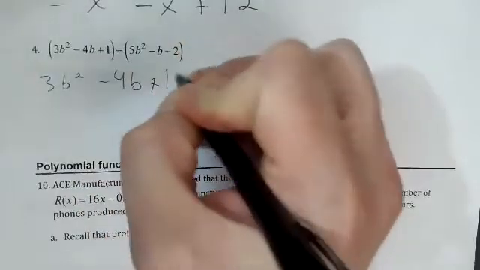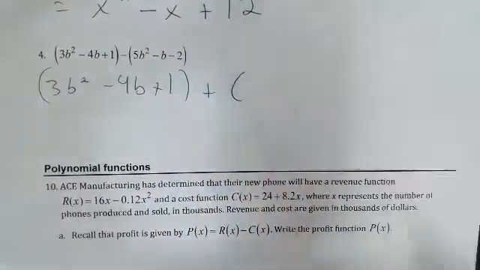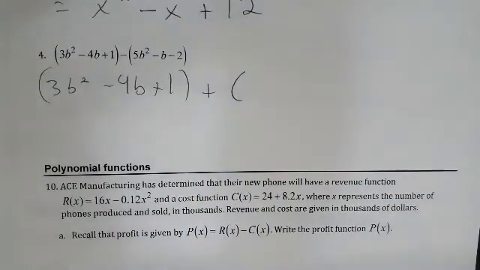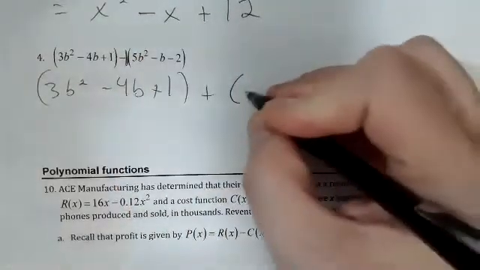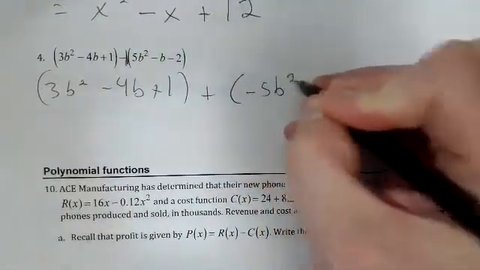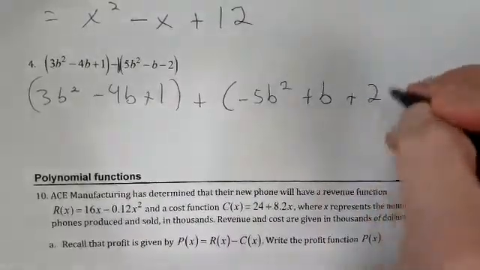3b squared minus 4b plus 1. And I want to make this addition. I have to distribute that negative. So I'm distributing this negative. I want to make this a minus 5b squared. I want to make this a plus b and plus 2.